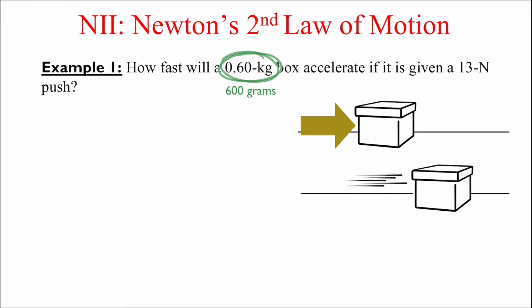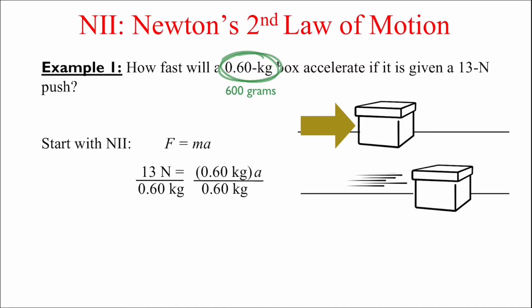So let's start with Newton's second law, F equals ma. F is 13 newtons, m is 0.60 kilograms, so we get 13 newtons equals 0.60 kilograms times the acceleration a. To isolate a, we divide both sides of the equation by 0.60 kilograms, which cancels out on the right side of the equation. Now a equals 13 newtons divided by 0.60 kilograms, which when we do the calculation is about 21.667 meters per second squared.